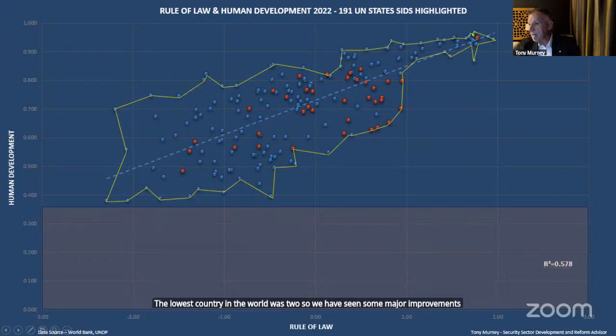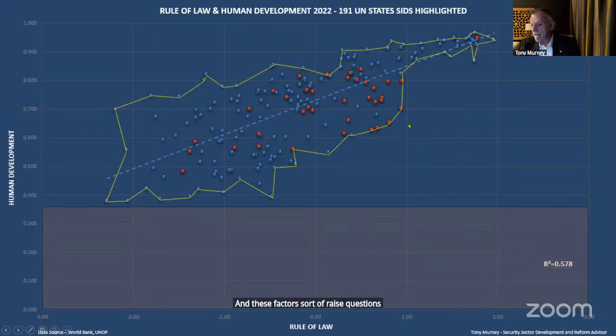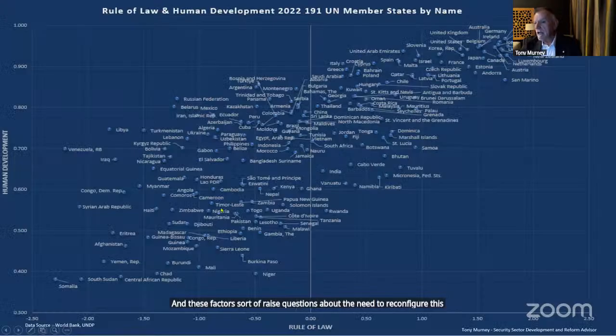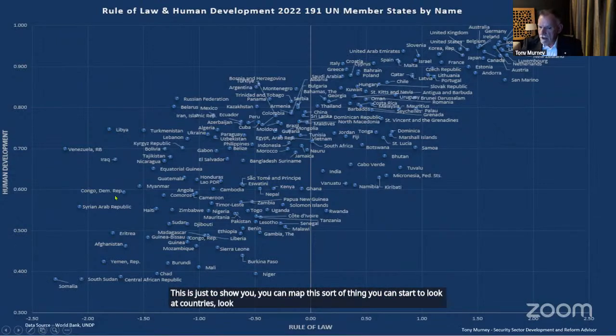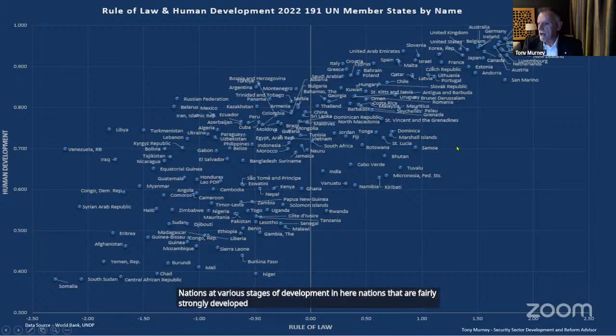Something up here to think about is that this is showing that humanity is reaching some sort of apex, that life will never get any better. And these factors raise questions about the need to reconfigure this index. So bear that in mind. This is just to show you can map this sort of thing. You can start to look at countries, look at patterns and see what's going on. Similar patterns I mentioned before: conflict nations here, nations at various stages of development in here, nations that are fairly strongly developed with pretty high per capita incomes and so forth in that top level.